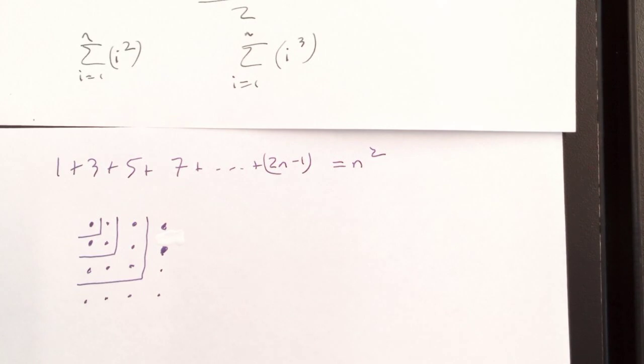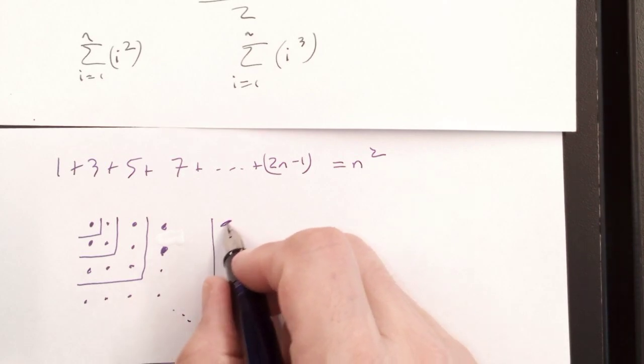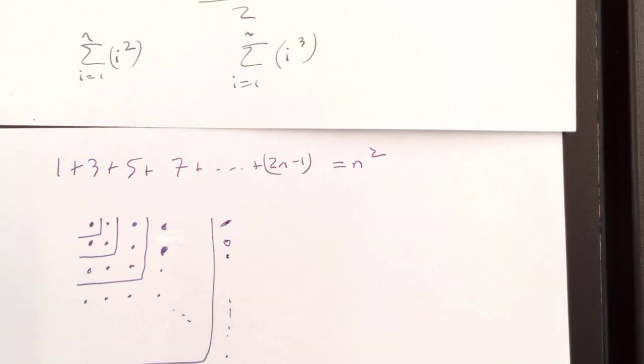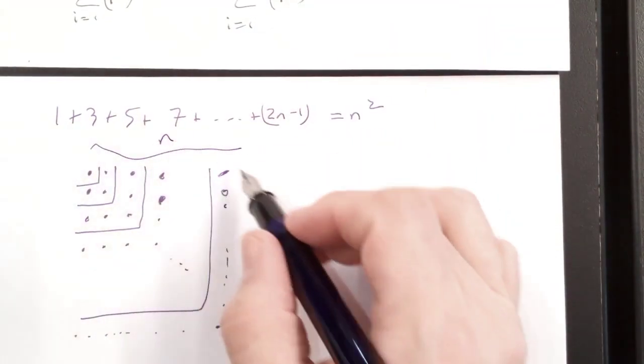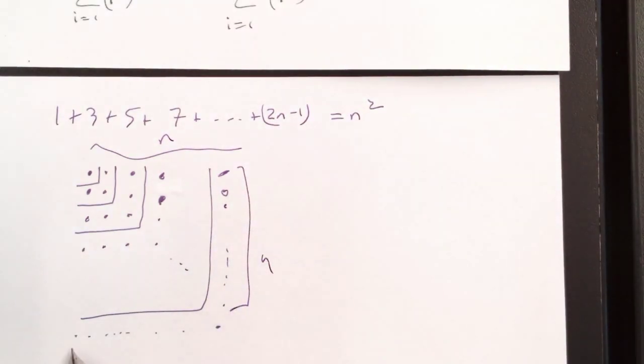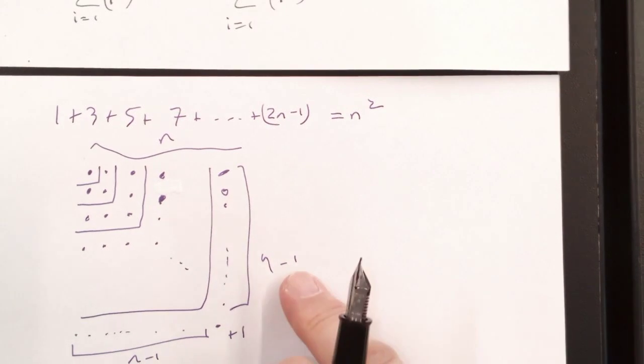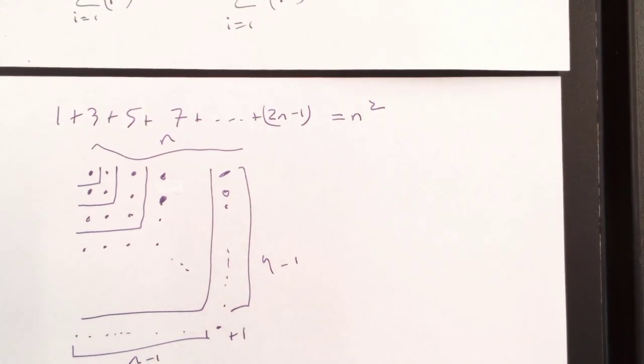Well, if I always end up with a square, that should still be a square, shouldn't it? No matter how many pieces I have. That's the next odd number, isn't it? 2n plus 1. 2n minus 1 total. There we go.